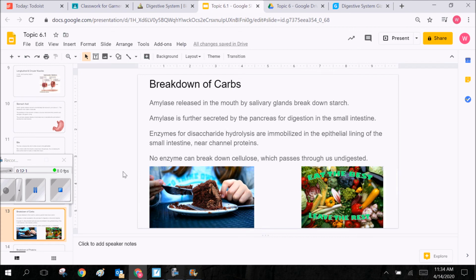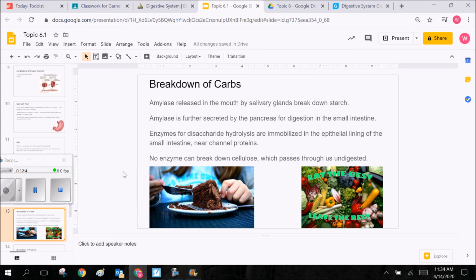Okay, now we're going to talk about the breakdown of carbs and where this occurs, and the breakdown of all of the macromolecules. So basically, we've covered the organs, we've covered the mechanical and chemical digestion, talking about both the ways that they work, so the teeth, the stomach churning, and the segmentation for mechanical, and the stomach acid, bile, and all that good stuff and enzymes for the chemical. So now we're going to talk about the four different macromolecule groups and where they're broken down.